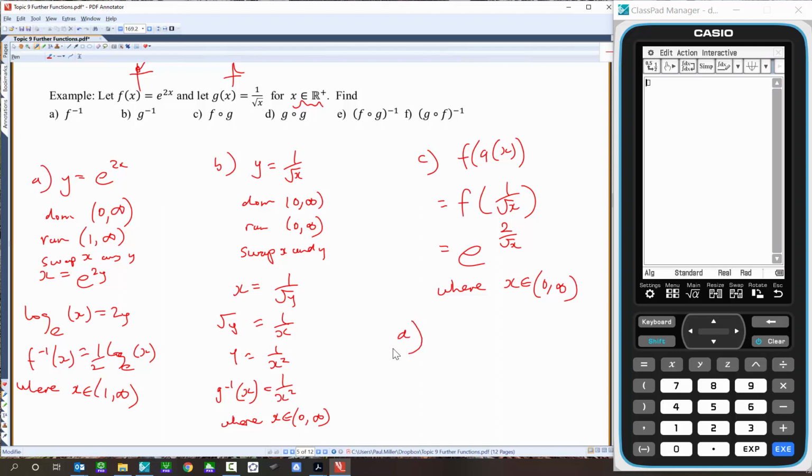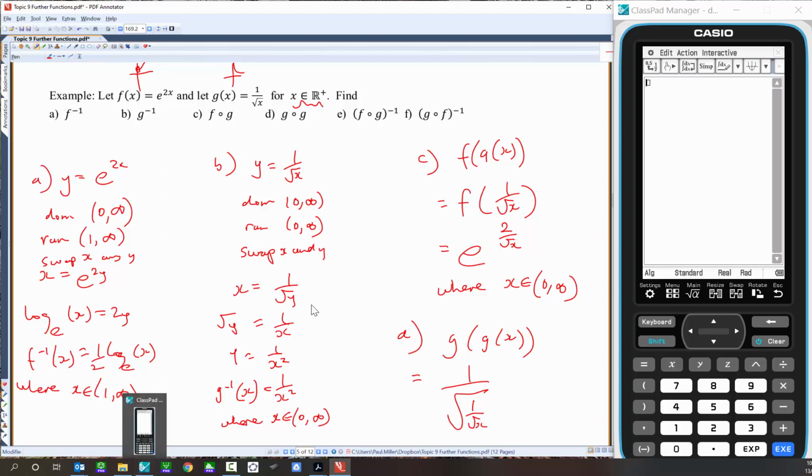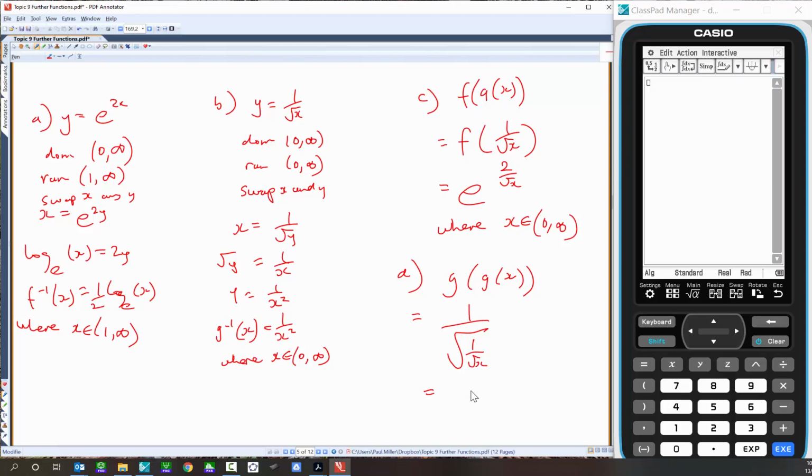All right, D, compose a function with itself. Sounds confusing, but that's going to be just g of g of x. Now that's going to be 1 over, and where I see x, I replace it with 1 over root x. Okay, we can't possibly leave it like that, so let's tidy it up. That's going to be 1 over, now the root of 1 is just 1. The root of a root, so that's going to be basically x to the half, which is going to be x to the quarter.